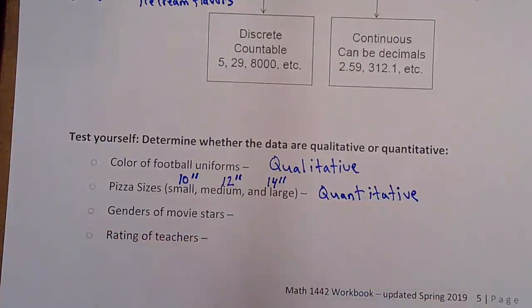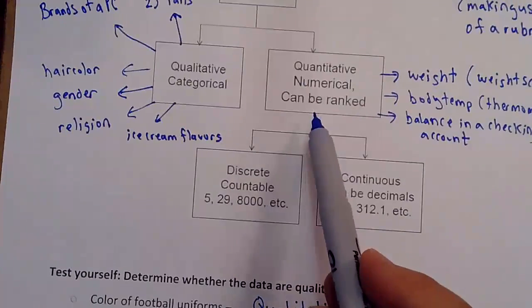Or even, I guess, your tools, you could use the size of your pan. You have the 10-inch, the 12-inch, and then the 14-inch still, right? But this lends itself more towards quantitative as opposed to qualitative. Okay, so it says numerical and it can be ranked, in this little box that we have here. Okay.